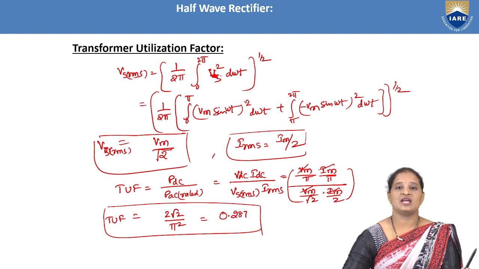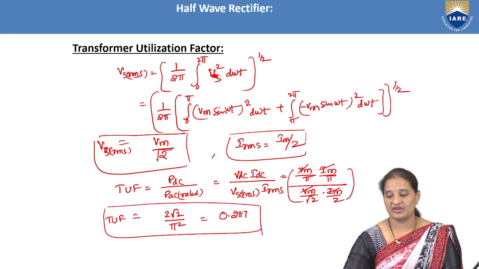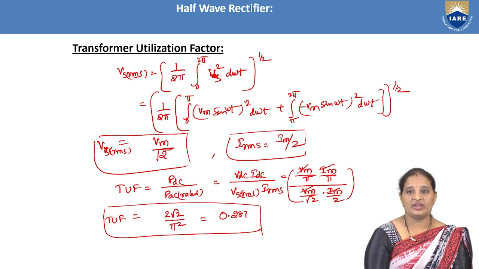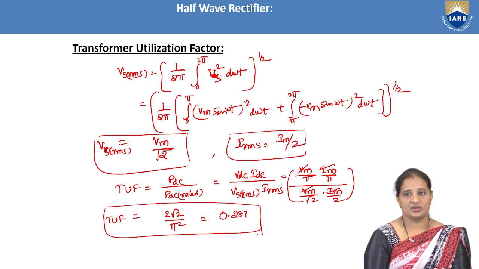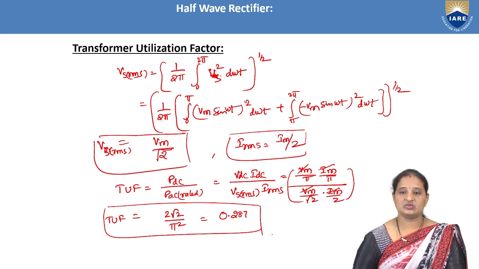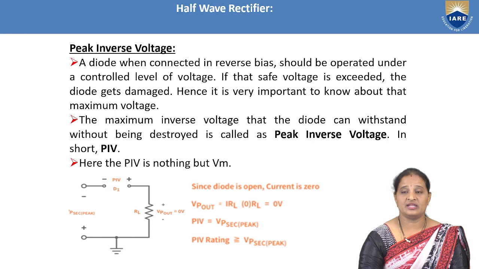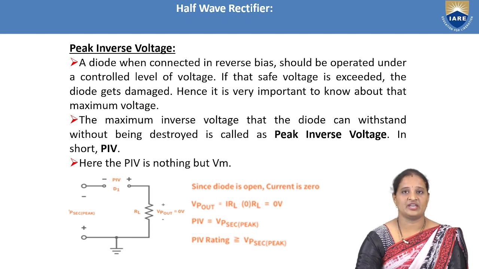That means the transformer utilization factor of a half wave rectifier is only 28.7%. That means only 28.7% of input power from the transformer secondary is being converted into DC. So this is also very less. We can also consider it as a drawback of the half wave rectifier.